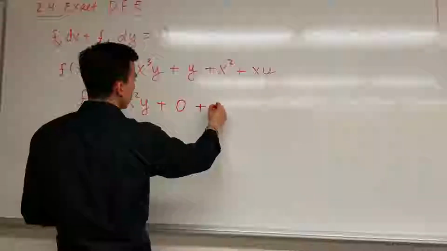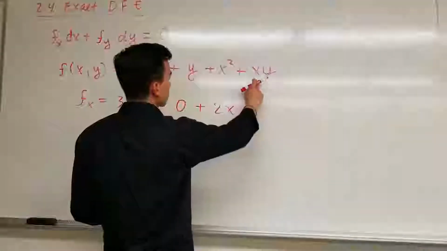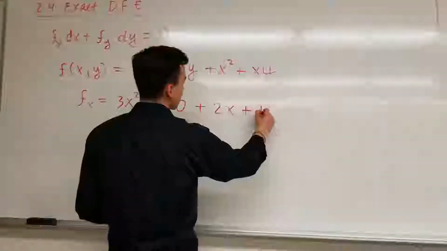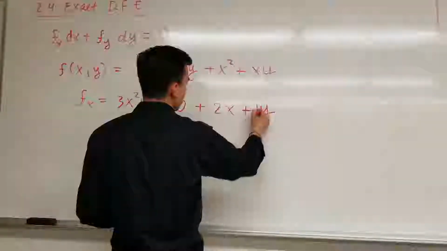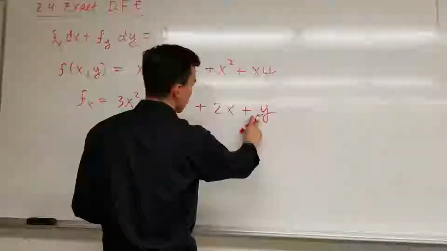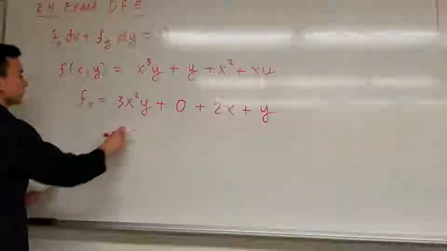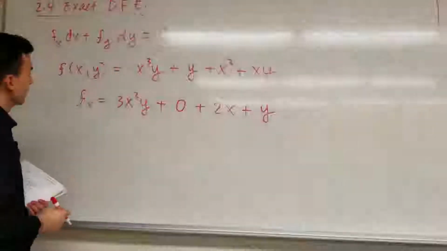Take the derivative of that, it's going to be 2x. And then take the derivative of x right here. It's going to be simply y, because the derivative of that x is 1, but we never represent that. So this is how you take the partial derivative of f with respect to the partial of x.